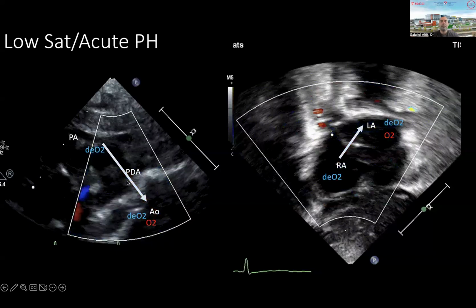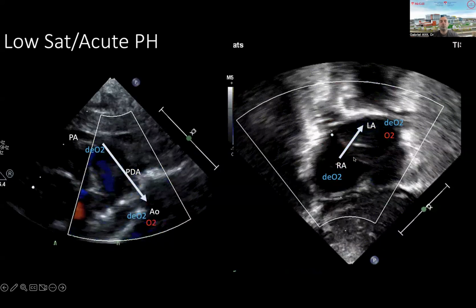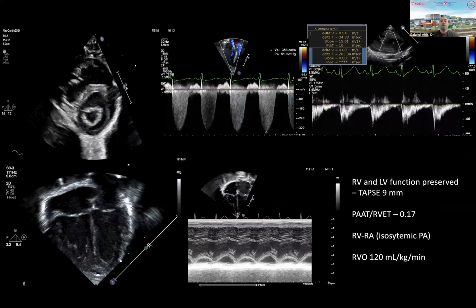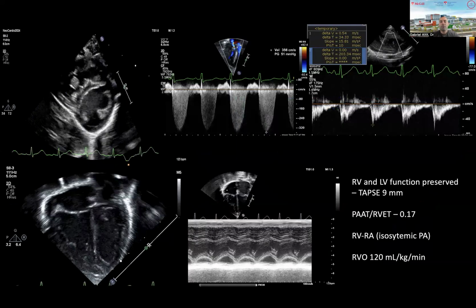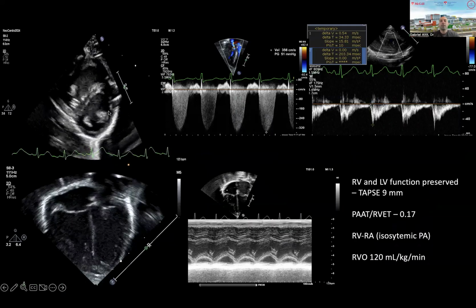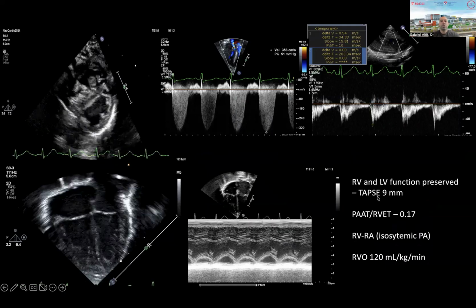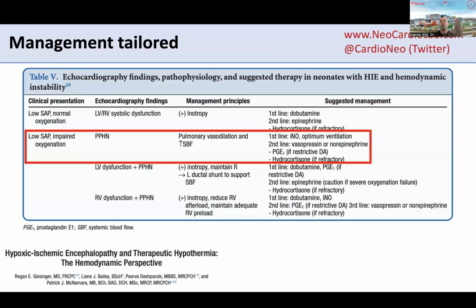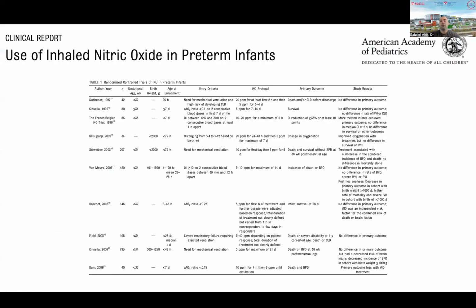This is an example of right to left at the duct and right to left at the atrial level, introducing the oxygen blend to the systemic circulation. These patients may or may not have a component of cardiac dysfunction. In this particular baby, the RV and LV functions were preserved. And so this is more of a classical picture of acute PH. Obviously, optimization of ventilation and INO would be your first line therapies.